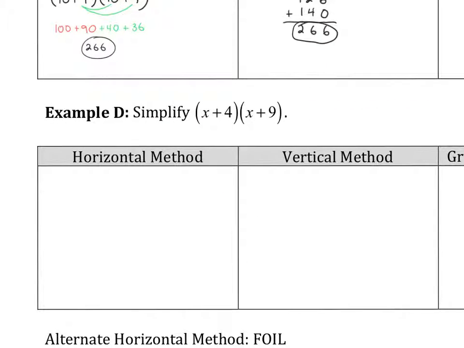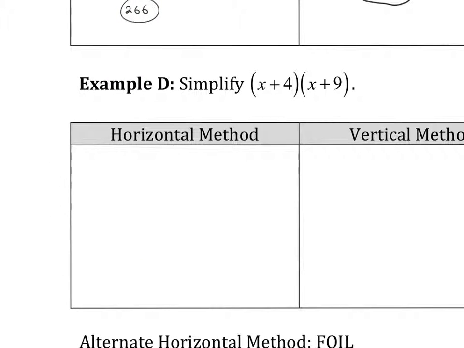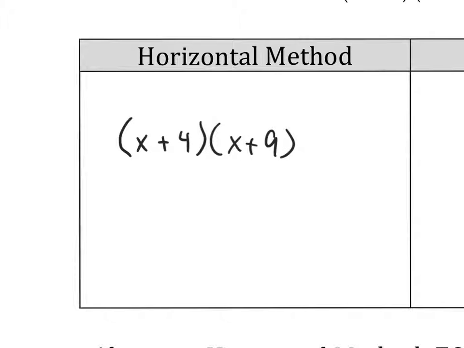So let's see what happens here when we simplify an x plus a 4 times an x plus a 9. I'm going to start with the horizontal method, and we write it out exactly like we see it: the x plus the 4 times the x plus the 9. So the first thing I'm going to do here is take that x in the front and distribute it to both of those right there. So at first, the x times the x gives me an x squared. And then the x times the 9 gives me a 9x.